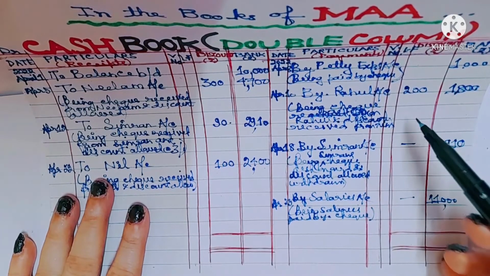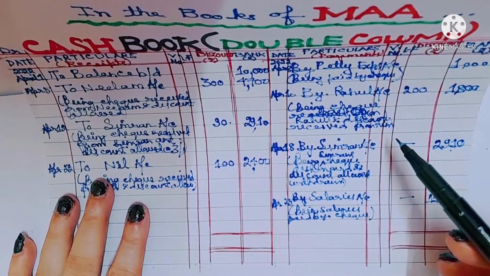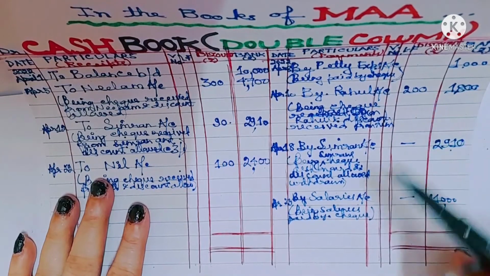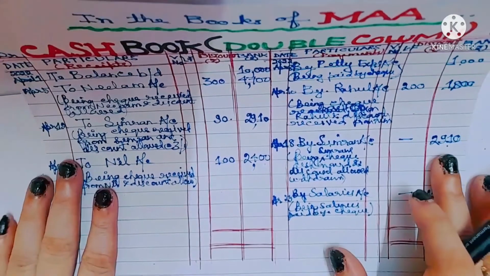Here, when rupees 200 is received from Rahul, this is a gain for the business. So, discount received account will be credited by rupees 200. Understood? Now, let's see the last transaction.